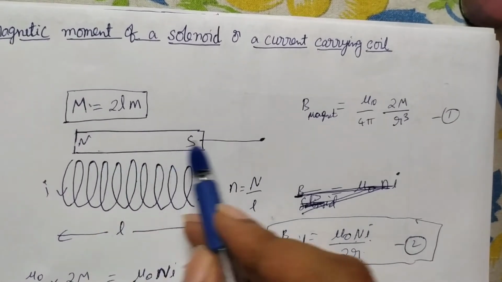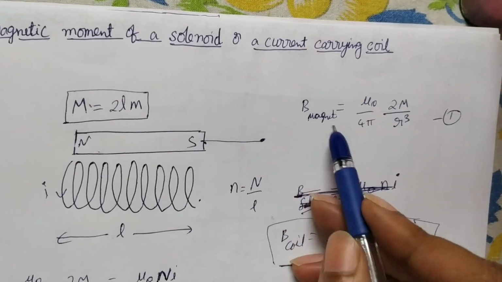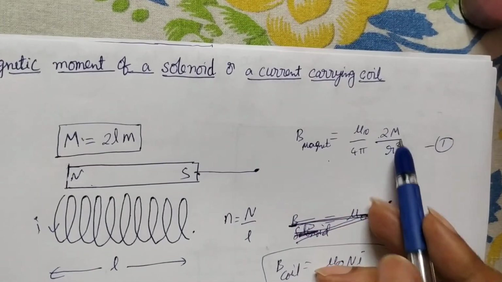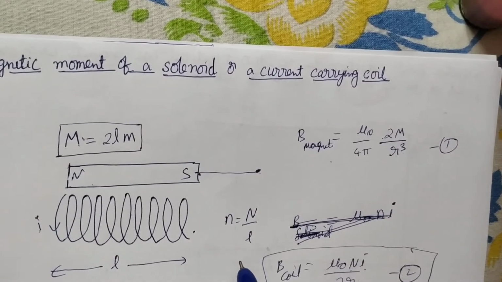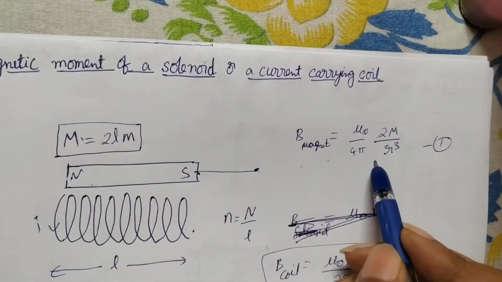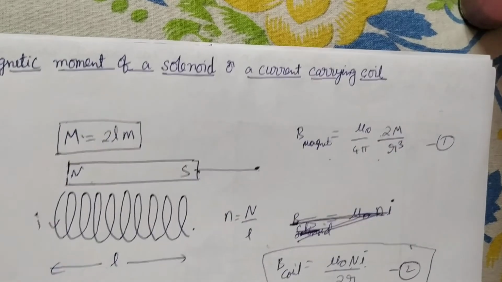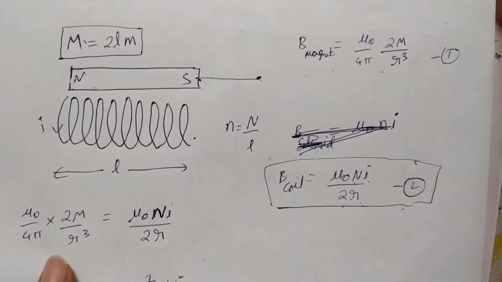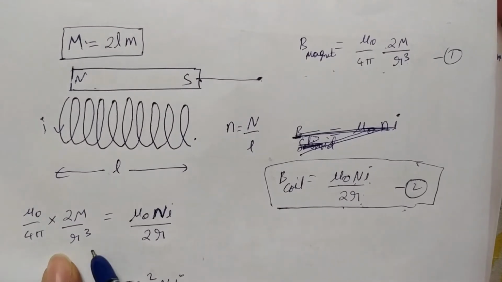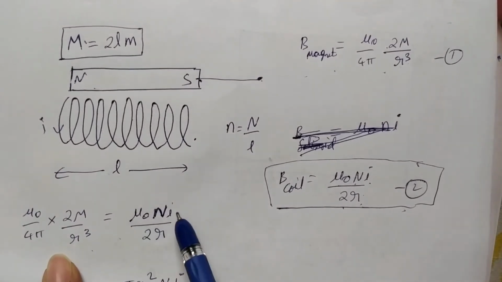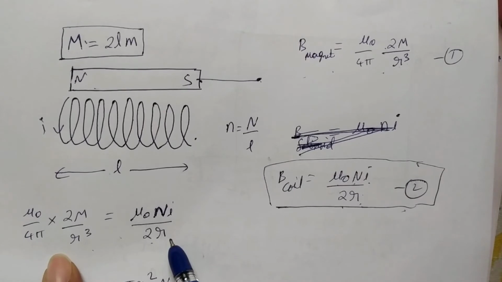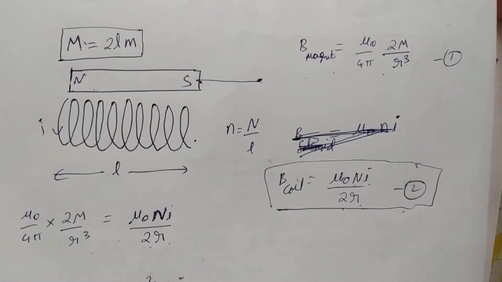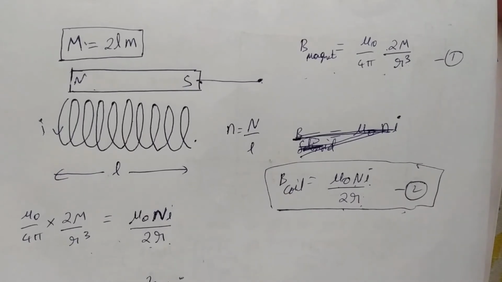And for a bar magnet, what is the magnetic field induction on its axial line? That is B magnet is equal to mu naught by 4 pi, 2m by r cube. So this is equation 1, this is equation 2. If you compare these two, if you make these two equal, then what do you get? For the bar magnet, mu naught by 4 pi, 2m by r cube is equal to mu naught ni by 2r. So after cancellation, the magnetic moment m is equal to pi r square ni we get.